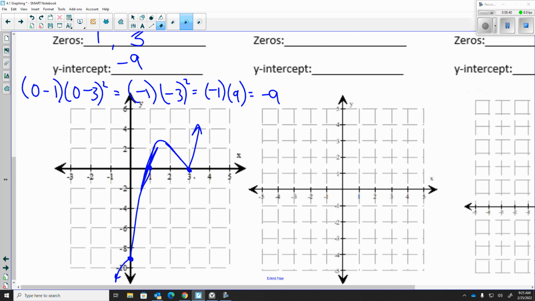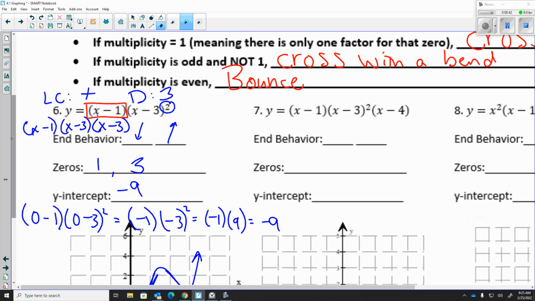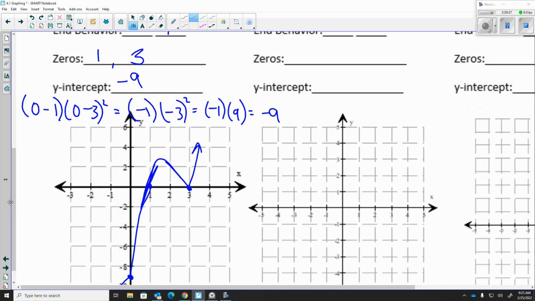I'm getting that x-intercept from this factor, and we already talked about how that has a multiplicity of 2, right? Well, if the multiplicity is even, that means you bounce. You don't cross the x-axis. You come down, you hit it, and you bounce off of it, right? Does this make a little bit of sense? Which would make this thing work, right?